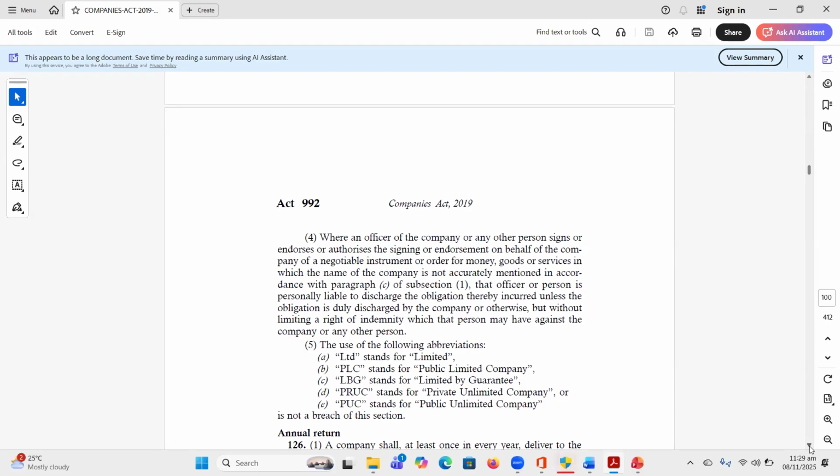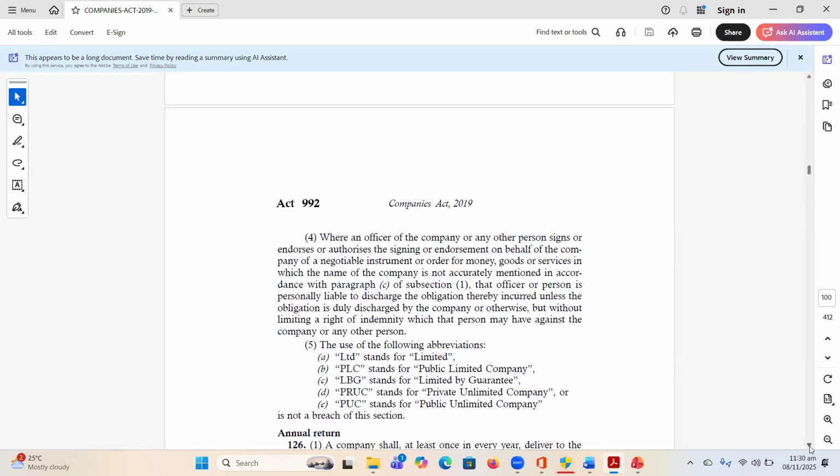3. Where an officer of the company or a person purporting to act on behalf of the company uses or authorizes the use of a seal purporting to be a seal of the company on which the name is not engraved as required by subsection 1, that officer commits an offense and is liable on summary conviction to a fine of not less than 125 penalty units and not more than 250 penalty units.